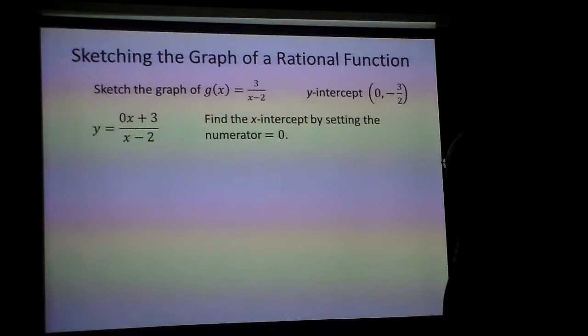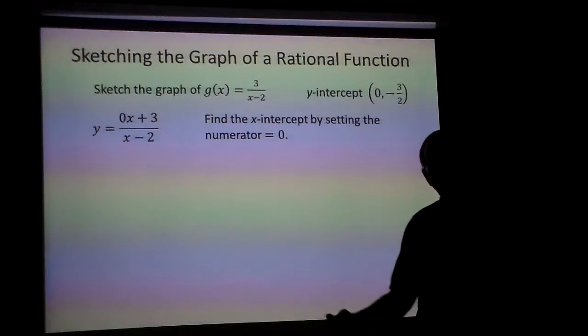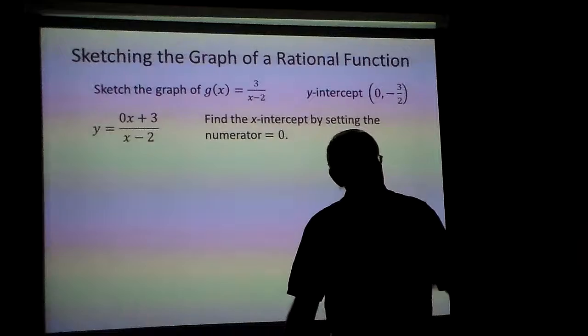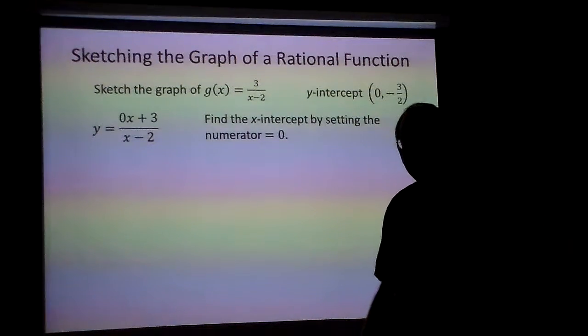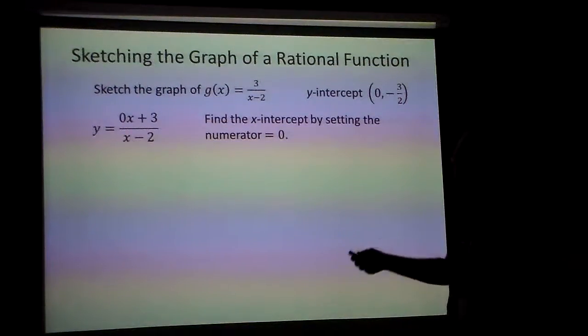Next I need to find the x-intercept. Coach Stoney, how do I find the x-intercept? I'm glad I asked myself that question so I could explain it to you. That's my best humor today.